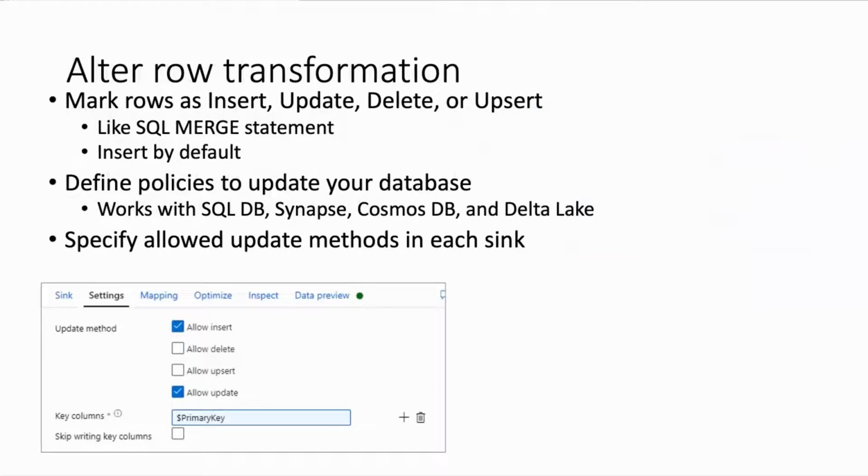Alter row transformations, where you want to do things like insert, update, delete in a database. So for example, while copying the data into your Cosmos DB, you want to delete an existing or modified row or do an upsert for that. Alter row transformation is required, which is equivalent to the SQL merge statement. And you will be able to do an update, delete, and all those operations against a database using data flows.